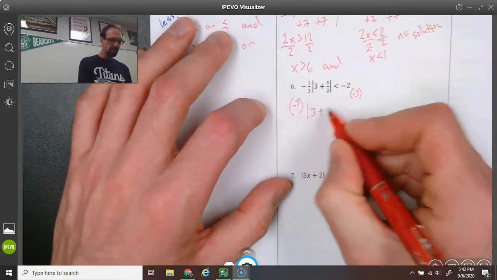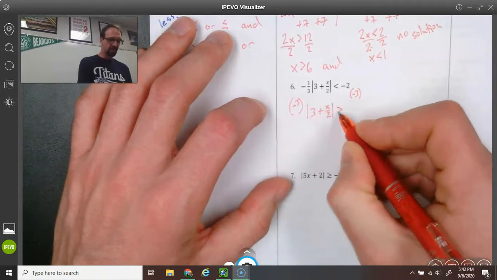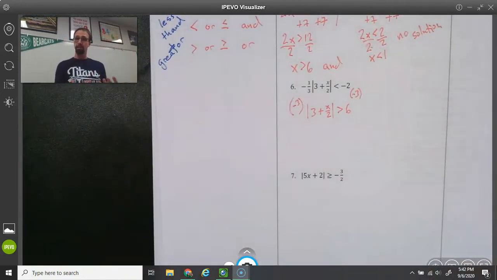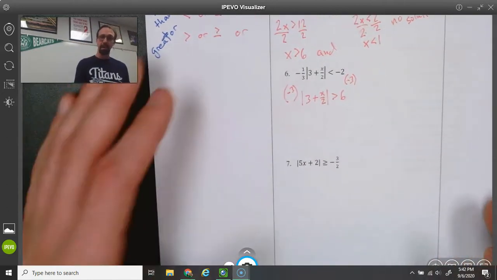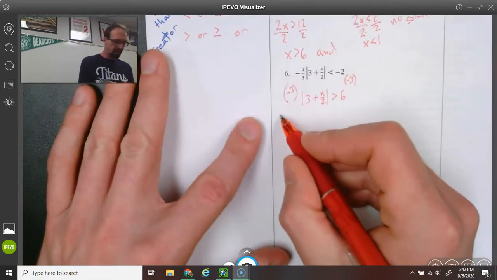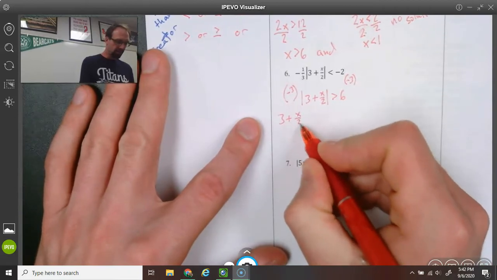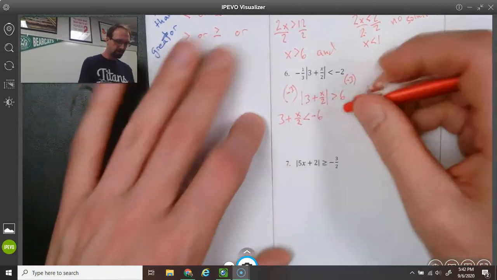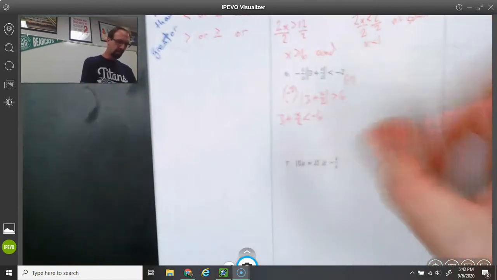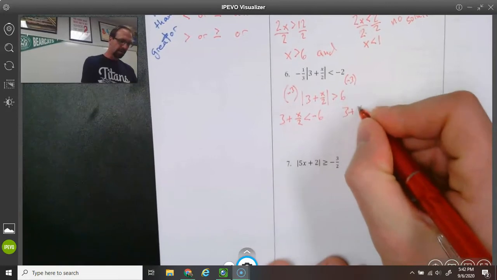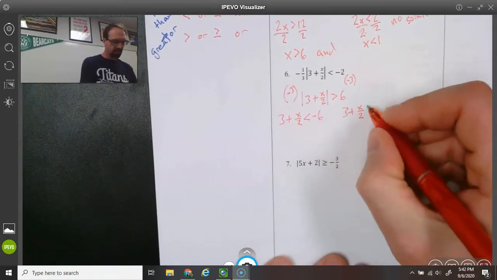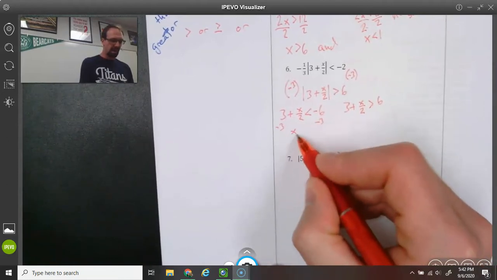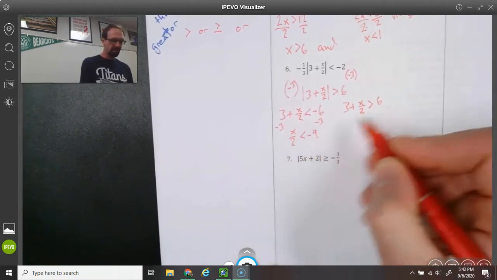So I'm left with 3 plus x over 2 is greater than 6. Now that we have a positive sign, we can actually go through and solve this. This is also going to be a greater than, so this will help with setting it up. So I'm going to have 3 plus x over 2 is less than negative 6, and 3 plus x over 2 is greater than 6. All right, minus 3 on both sides. I get x over 2 is less than negative 9.